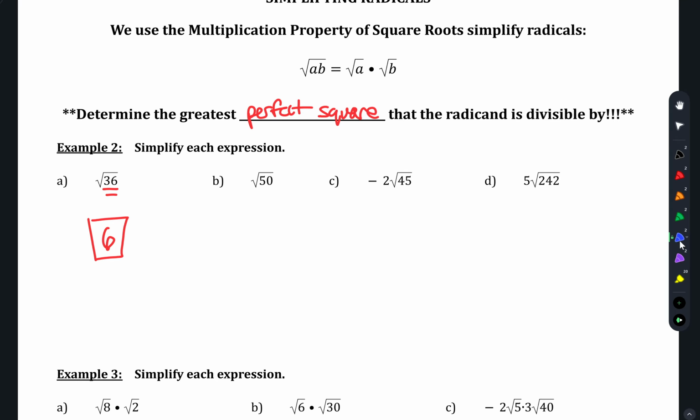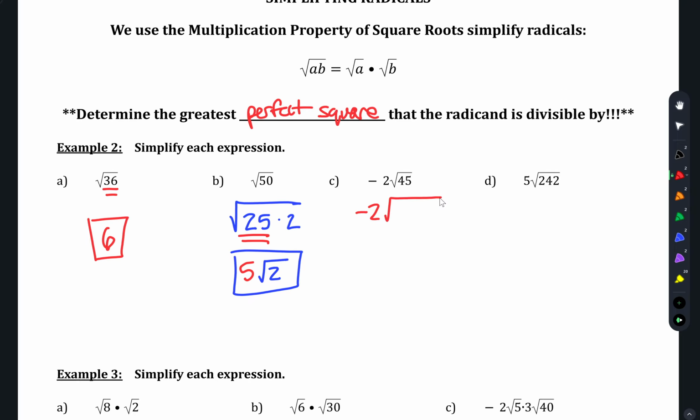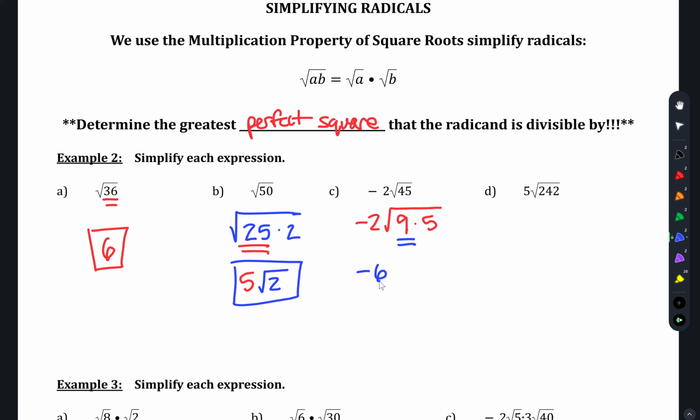50 is not a perfect square, so I'm going to use that multiplication property and break it into the largest perfect square that I know goes into it, which is a 25. To get that 25 to the outside, I'm going to square root it to be 5. And then I have a 2 left over on the inside. Letter C, I'm going to leave that 2 out in the front, and I know that 45 can break down into 9 and 5. That's its largest perfect square factor. 9 is the perfect square. I square root that. It goes to the front as a 3, but there's already a 2 here, so I want negative 2 times 3, which gets me negative 6, and then I have negative 6 radical 5.